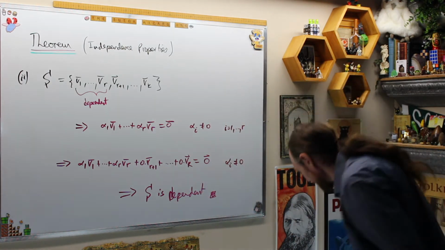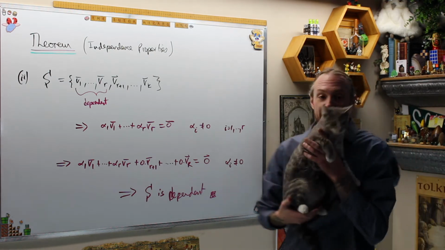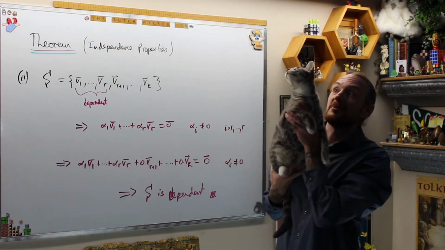And since he's trying to do it anyways, this kitty's trying to mess with all the props in the background. I know, what's up there? Linear independence, so fancy.